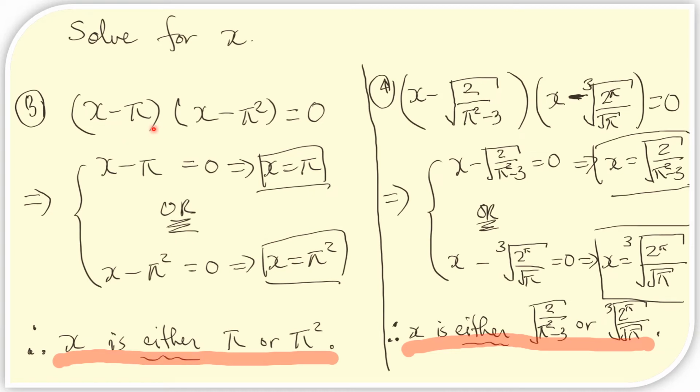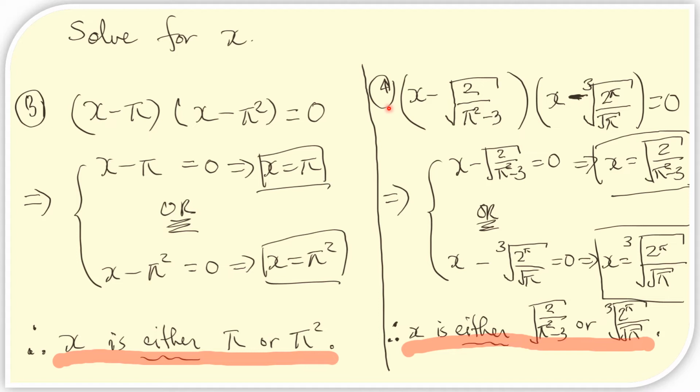Problem 3 is x minus pi times x minus pi squared equals 0. Again, the solution of this is such that either one of the factors or both must be 0. So we set x minus pi equals 0 is a solution, and x minus pi squared equals 0 is also a solution. If we add pi to both sides of this solution, we get x equals pi. On this solution, we add pi squared to both sides of the equation, and we get x equals pi squared. Therefore, x is either pi or pi squared.